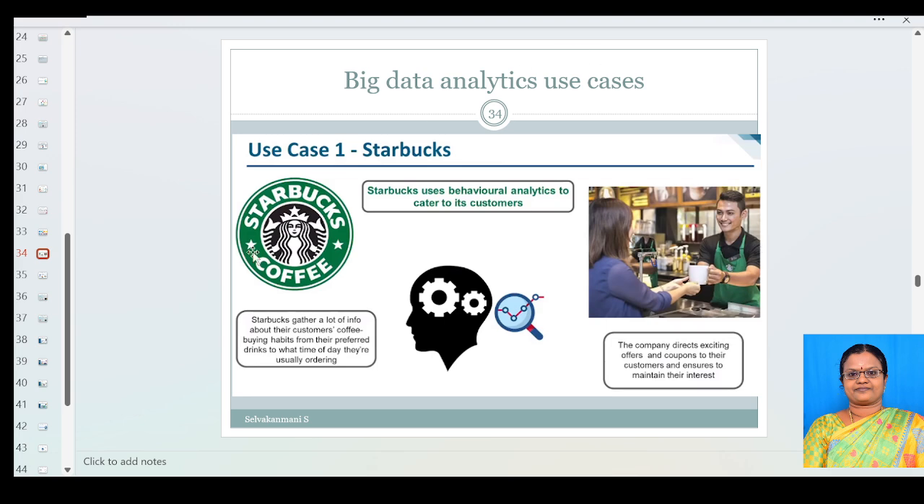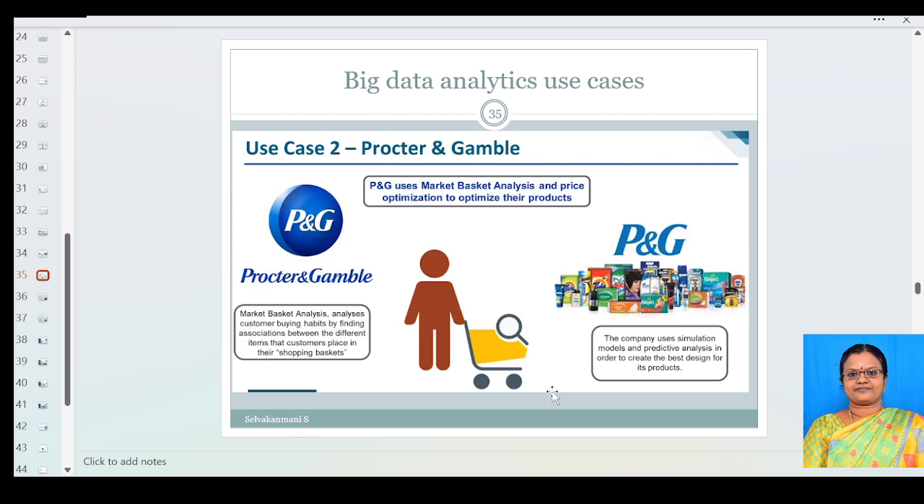They will start gathering information like what type of coffee the user is buying, and at what time they are buying. By using those analytics, they started providing offers and coupons to the customers and make sure that they maintain their interest. The second one is Procter and Gamble. P&G uses market basket analysis and price optimization to optimize their products.